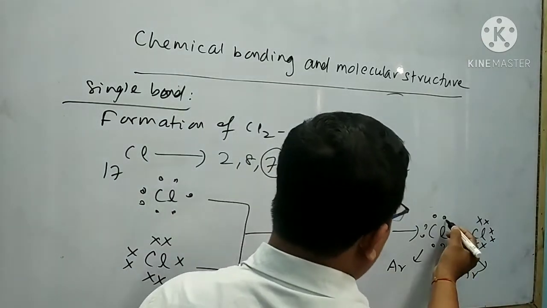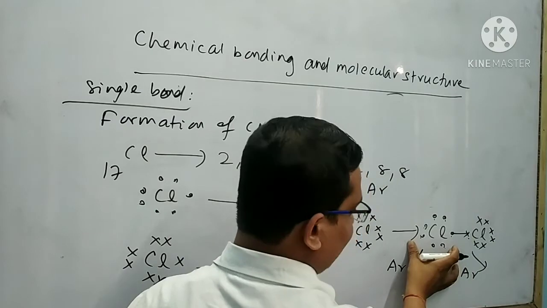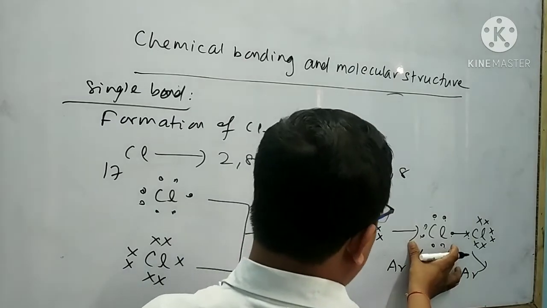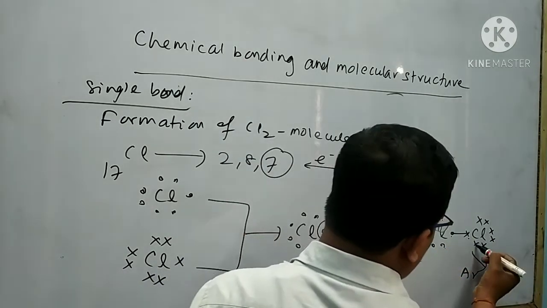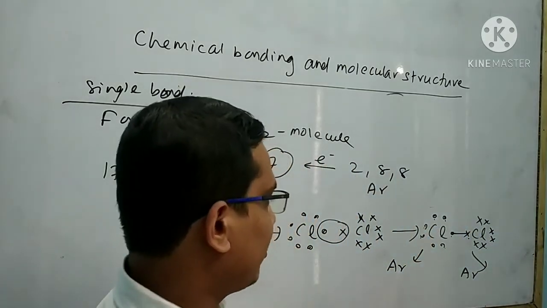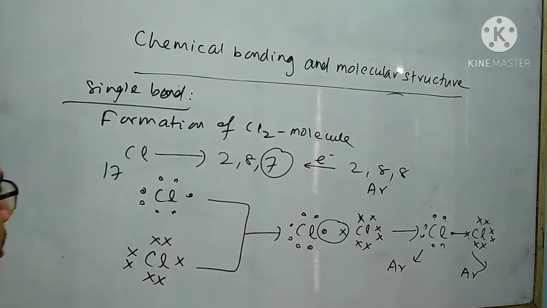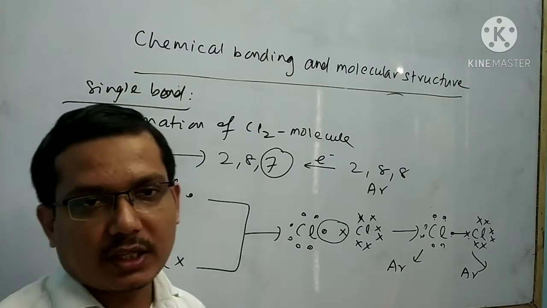Look at that. 1, 2, 3, 4, 5, 6, 7, 8. That's why this chlorine atom makes a stable electronic configuration. Similarly, 1, 2, 3, 4, 5, 6, 7, 8. That's why this chlorine atom also attains the stable electronic configuration. This is the example related to the single bond.